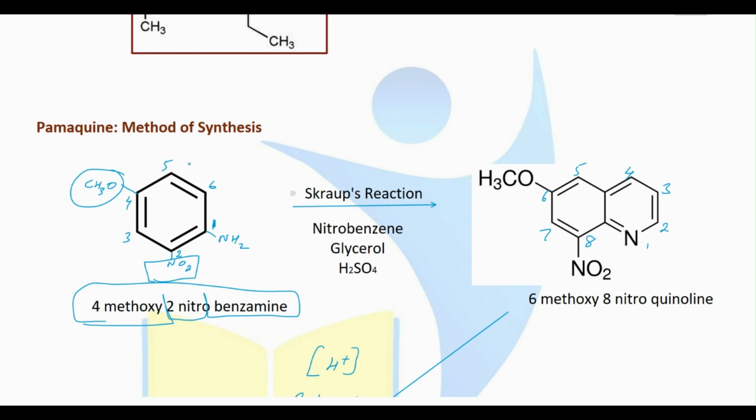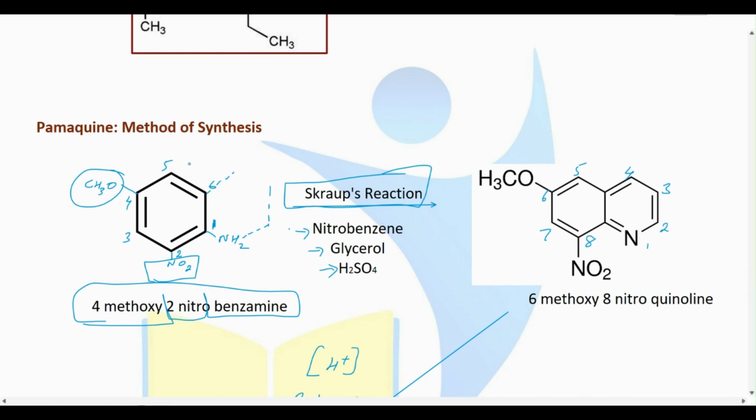All right, and here first we will make it undergo Skraup's reaction. So Skraup's reaction requires three reagents. One is nitrobenzene, second is glycerol, and third is sulfuric acid. So what happens is that it will lead to the formation of a cyclic ring. So this here, it will form into a cyclic ring structure, correct?